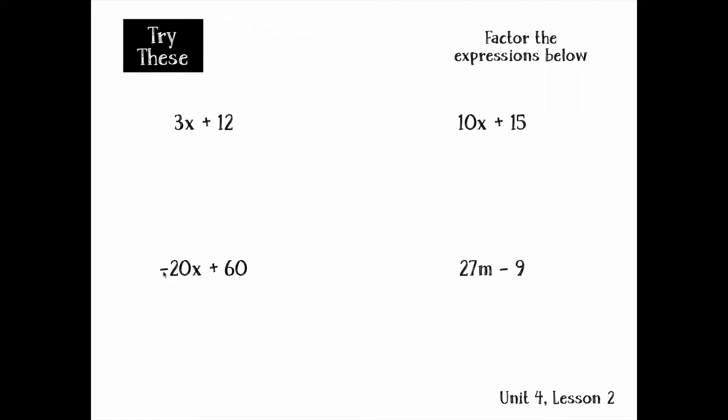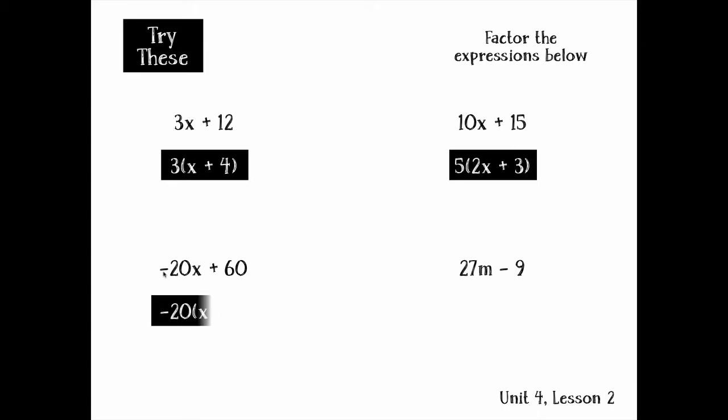Okay, so by now you've copied these down and you've done it. On the first one, you can see the common factor is going to be 3, and you should have 3 times the sum of x plus 4 in parentheses. Next up, 5 is a common factor of 10 and 15, and to make 10x plus 15, we do 5 times 2x plus 3.